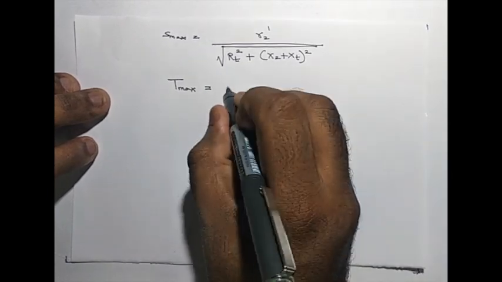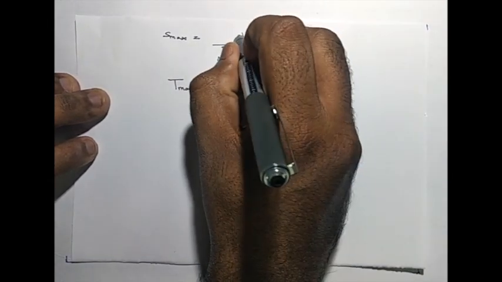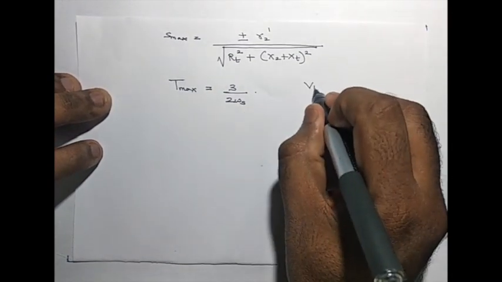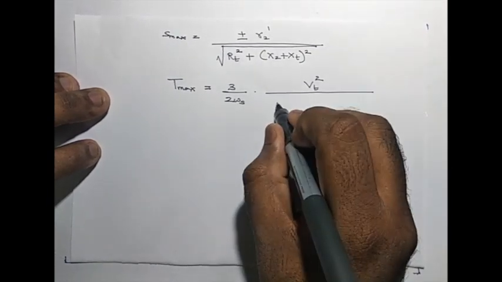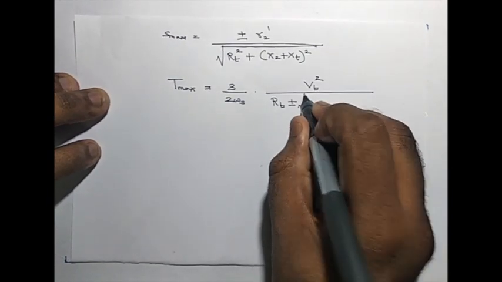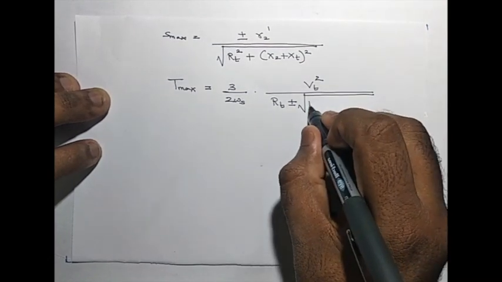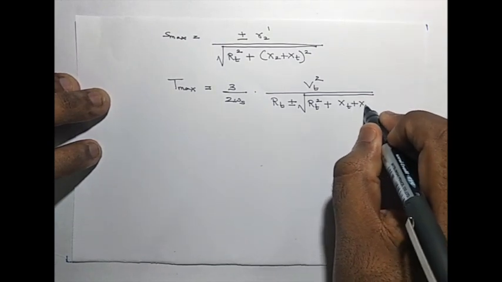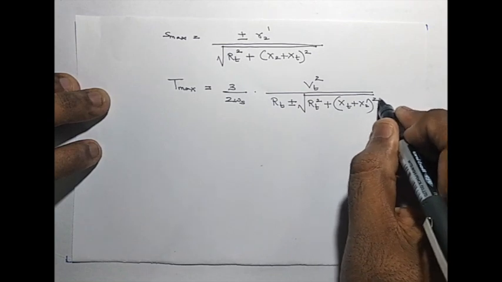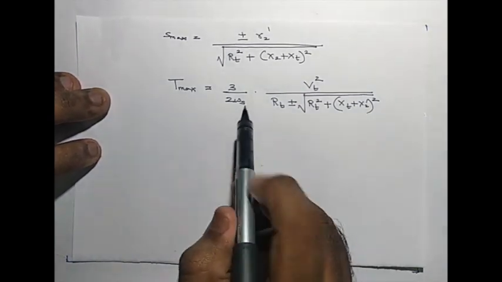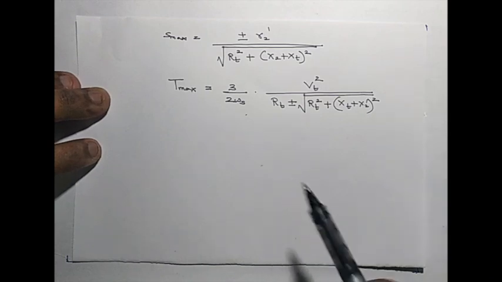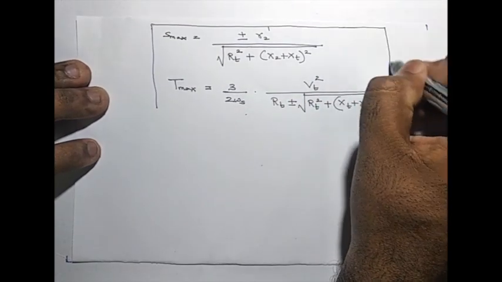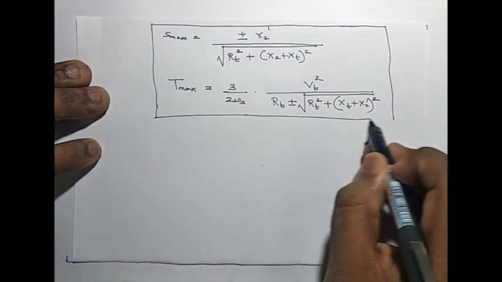Maximum torque possible is 3 by, remember there is a plus or minus here, 2 omega s, Vt square by RT plus or minus square root of RT square plus XT plus X2 dash whole square. This is the equation of maximum torque, and this is the slip at which maximum torque occurs. I am pretty sure you would have done this in your machines course. These are two important results to have.